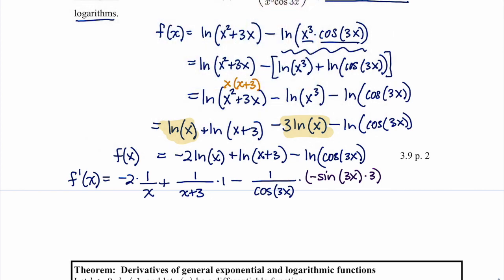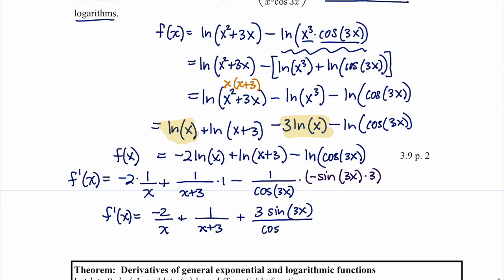And then just cleaning this up a bit, we'll have the derivative is negative 2 over x plus 1 over x plus 3. Let's see, we have a subtraction and also a negative factor on sine. So let's say plus 3 sine of 3x over cosine of 3x. So we could call that tangent of 3x if we wanted to, but I'll just leave it like this.